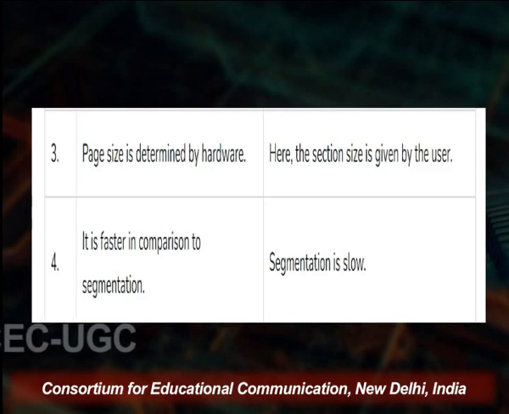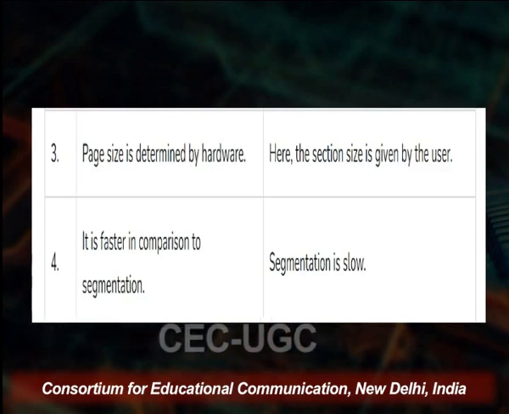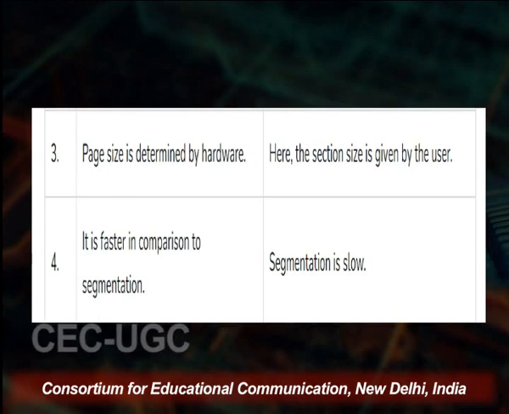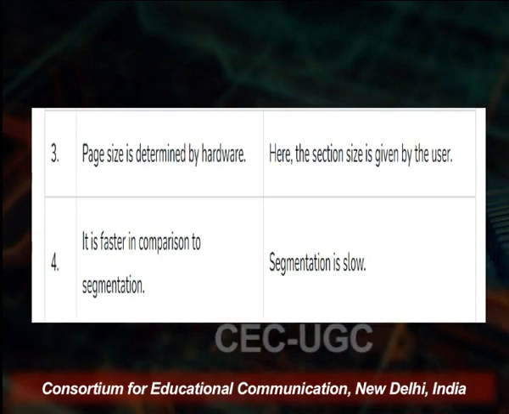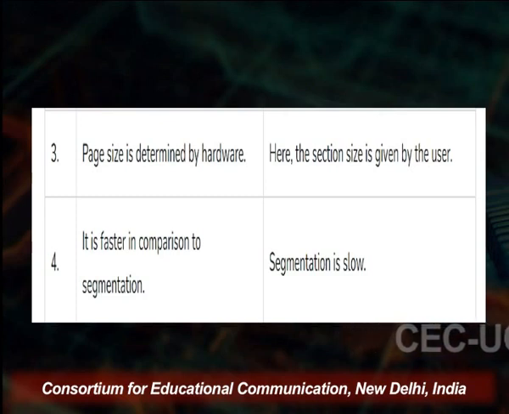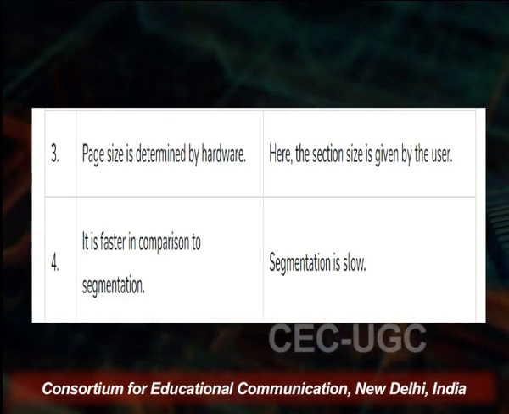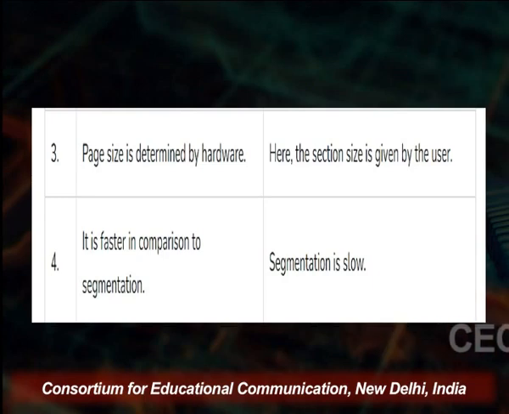Then we have what will be the size of the page or the size of the frame. The page size is determined by the hardware, while the section size can be given by the user, because different sections have different data or different programs to be stored, with varying sizes also. Paging, because of this same-size advantage, is faster as compared to segmentation, while segmentation is a little slower when compared with paging.